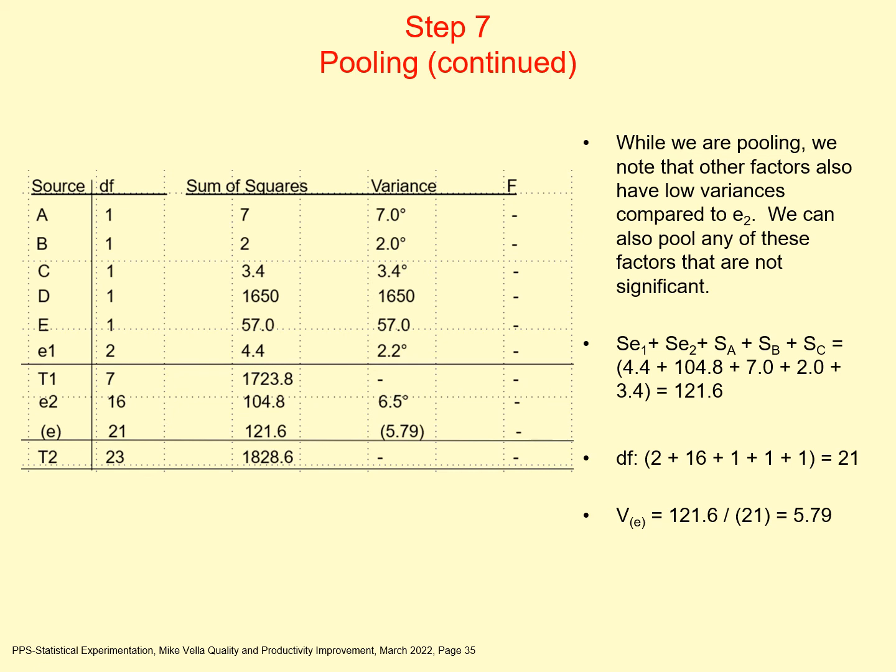So now we have a more complete table where we have pooled the variances and our error terms. And now you'll see a new line that says E for combined or pooled error, and that's 5.79. What we're going to do now is create a ratio of D over E, which is 1650 divided by 5.79, and E, which is 57, divided by 5.79, and then determine if those indeed are significant.